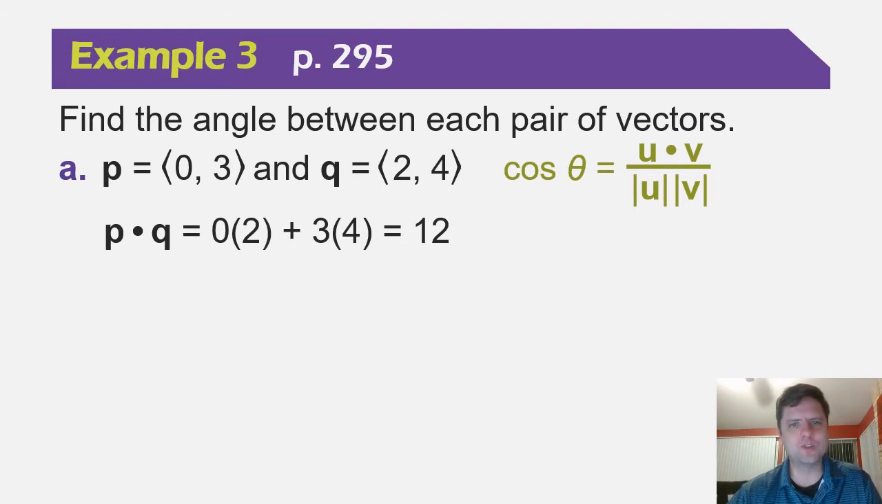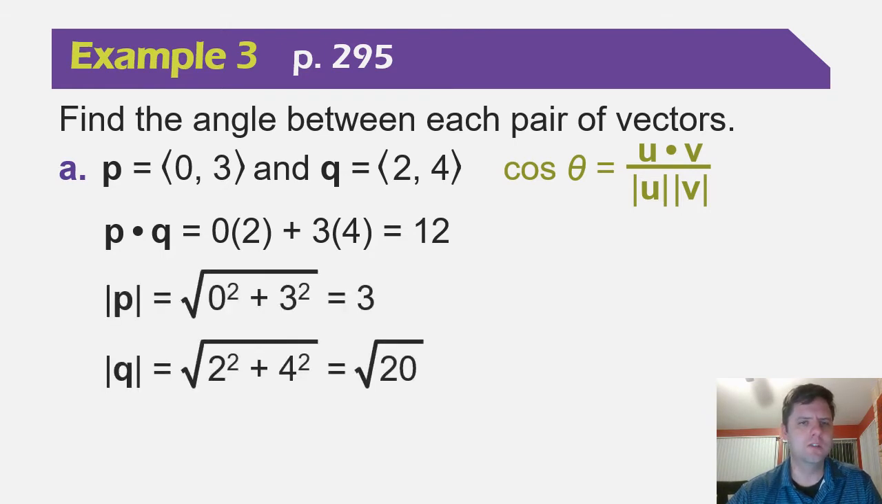Then we have to find the magnitude of U and V. In this case, it would be the magnitude of P and the magnitude of Q. Well, we get that by just squaring the first thing, adding the square of the second thing, and then taking the square root of all of that. So in the first case, it's just 3. In the second case, we do 2 squared plus 4 squared, and then take the square root of that. We get the square root of 20.